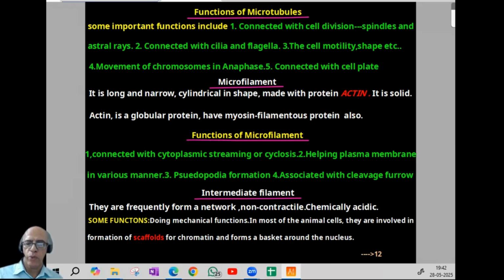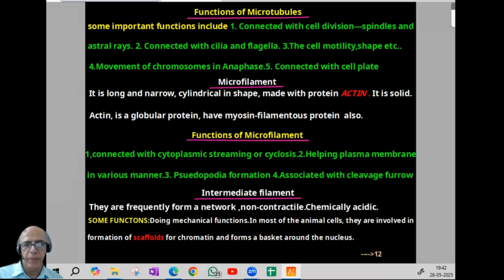Now, functions of microfilament: connected with cytoplasmic streaming or cyclosis, helping the plasma membrane in various ways, pseudopodia formation, and association with the cleavage furrow. Microtubule is cell plate; microfilament is cleavage furrow. Cell division will be studied.